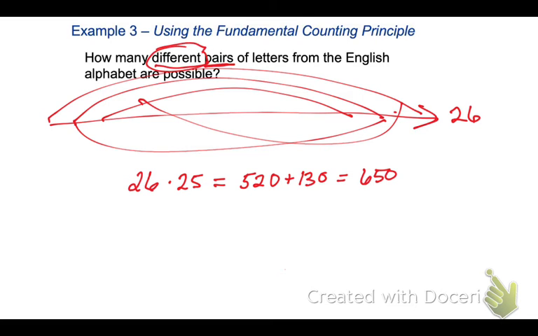Different. If it didn't say different, 26 and 20, it would have been 26 squared, right? Which is 676. Good job.